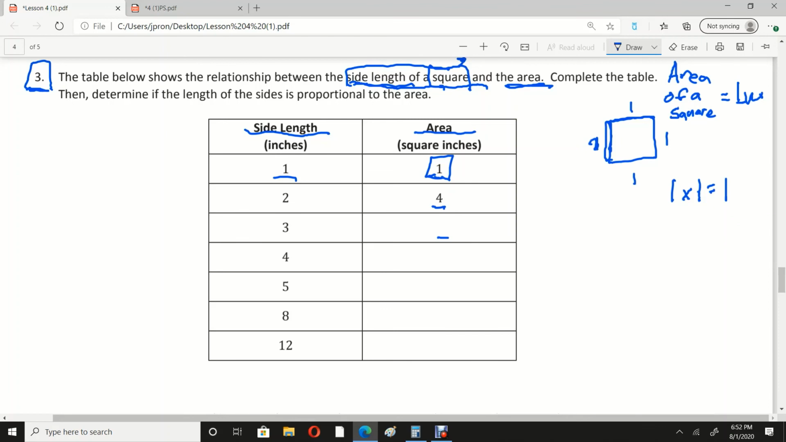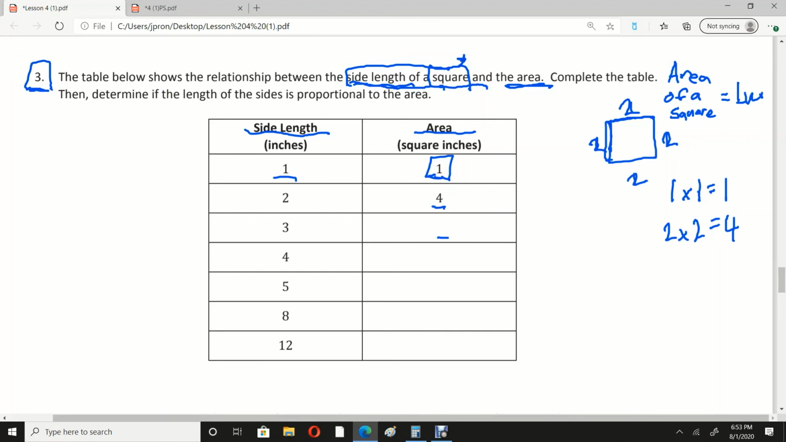The side length is 2. We multiply, again, the length times width. In this case is 2 times 2, which would be 4. So if we follow this pattern down, if we have a square that's 3 by 3, then we'll have 9 square units inside of it. And if this follows down, 4 times 4, 16, 25, 64, and then 144 square inches.